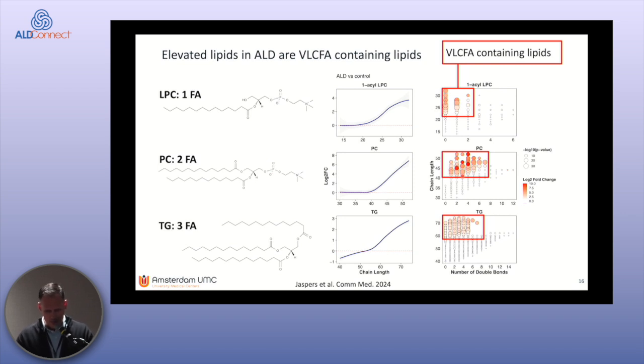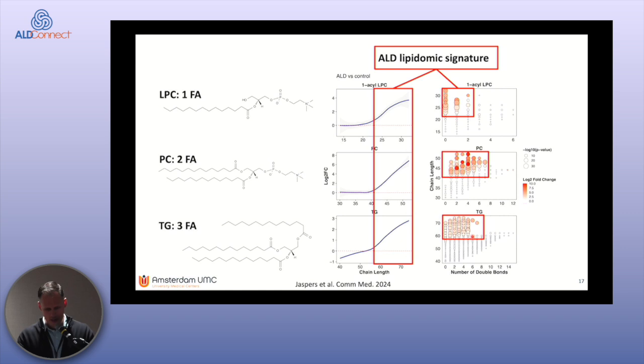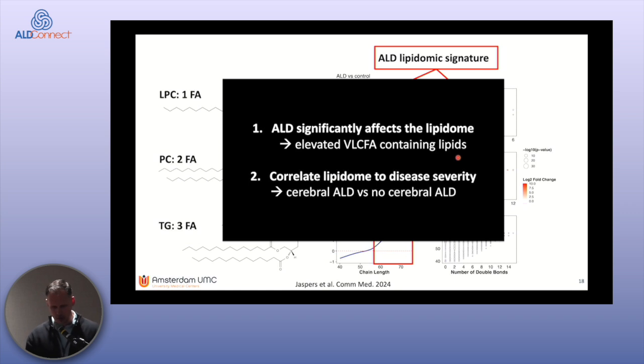And the combination of these plots together is what I typically refer to as the ALD lipidomic signature. So I've shown you that ALD significantly affected the lipidome, characterized by this elevation of lipids containing very long-chain fatty acids. Our next goal was to correlate these changes to disease severity, and the first thing we looked at was, can we detect changes when we compare cerebral ALD patients versus patients without cerebral ALD?